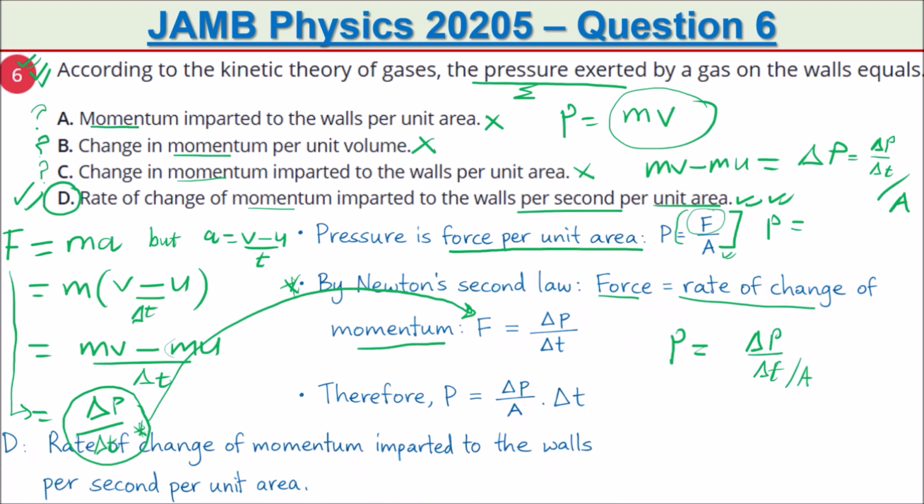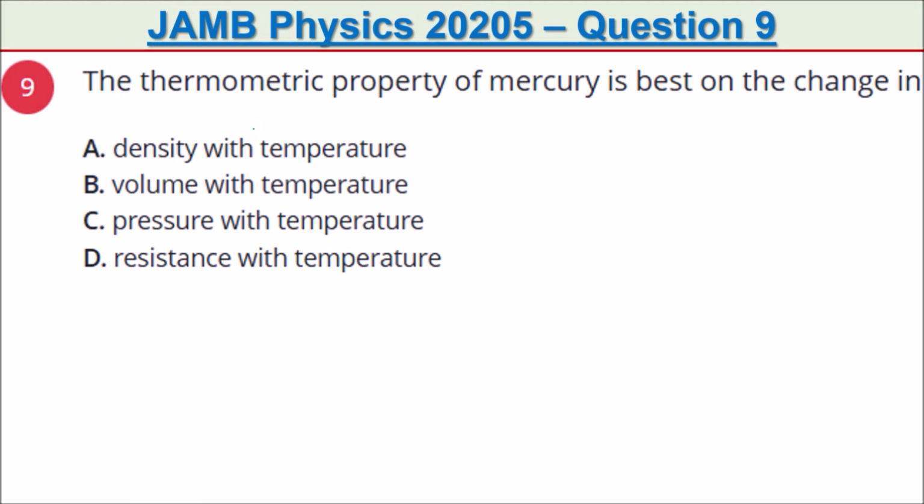So let me quickly go to the last selection in this range. Remember, in this video, I'm focusing on the most challenging questions between question 1 and 10 from the 2025 JAMB Physics paper. So the next question was question number 9. Question number 9 reads, the thermometric property of mercury is based on the change in. The key phrase here is thermometric property. We need to reason around the thermometric properties.